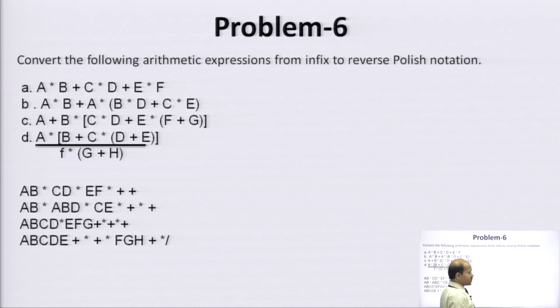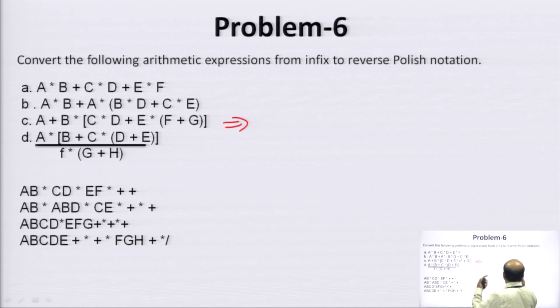Let us talk about the next problem, which is a very simple problem. We have already done it in the previous lecture. We have to convert these infix notations into postfix notations. Let us take this one as an example. In reverse Polish notation, we shift the operator towards the right side of the operands. In this problem, if we solve according to BODMAS, we have to solve the F plus G operation first.